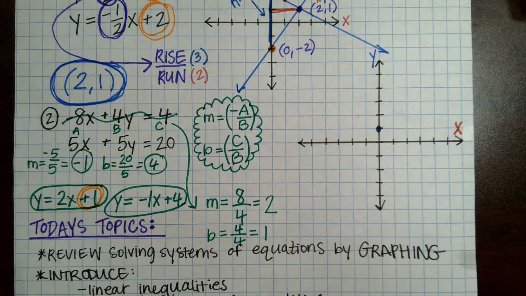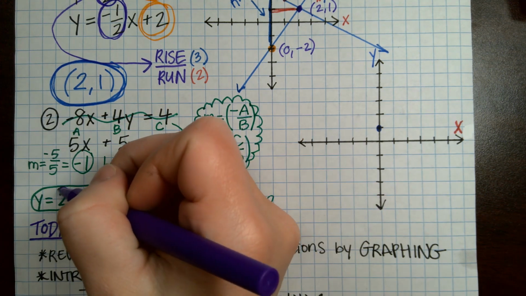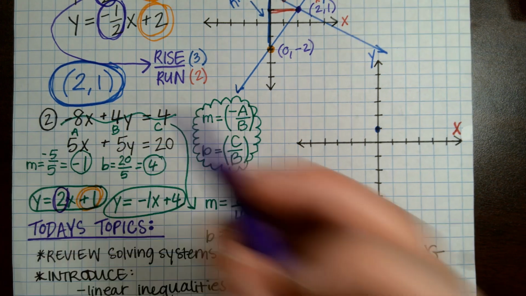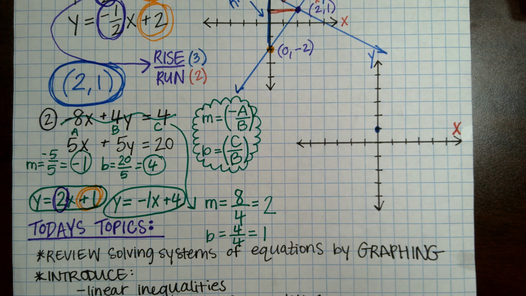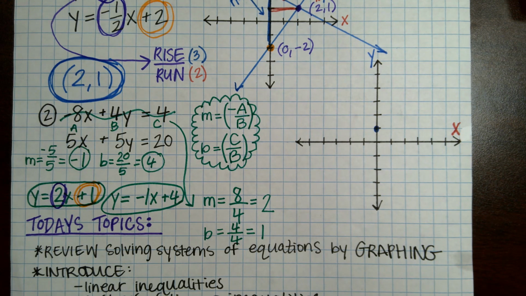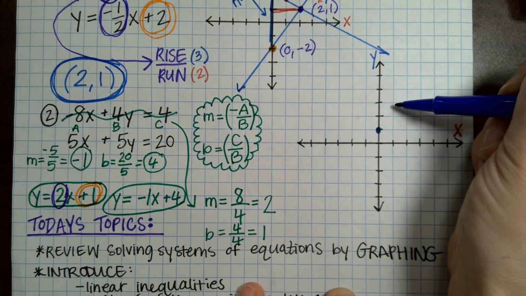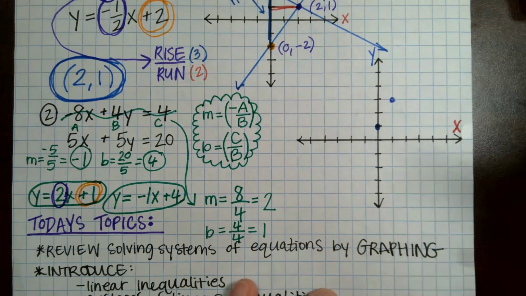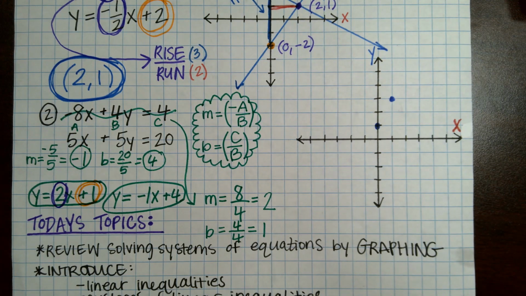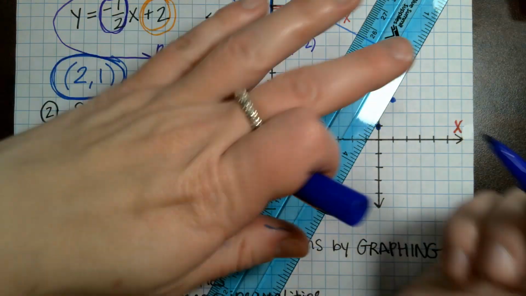Good. And what's our slope? 2. Our slope is 2. So what's our rise over run going to be? 2 over 1. So we're going to go up 2 over 1 right here. And what do I got to do next? Just draw the line. Good.